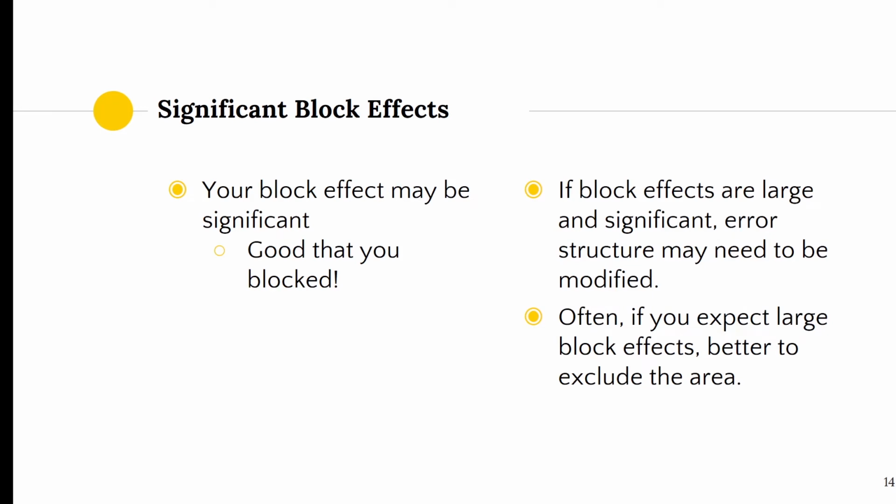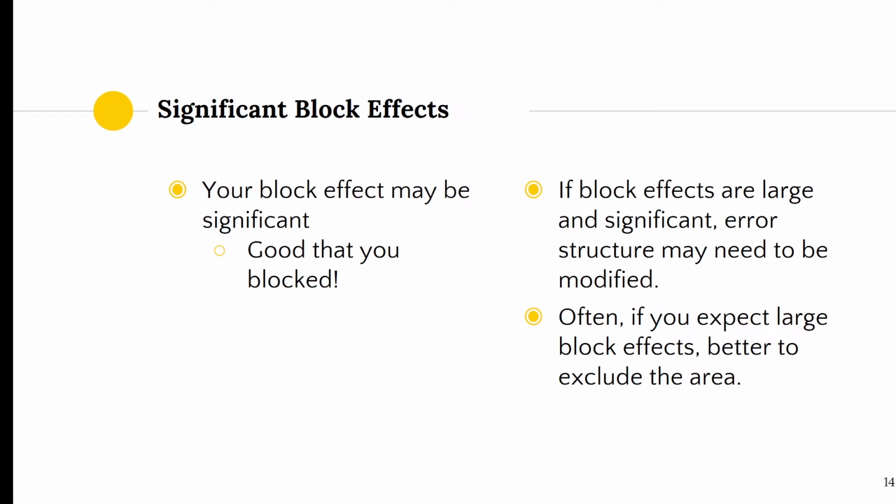Sometimes your block effect will be significant, meaning that the block itself had a significant effect on your dependent variable. For example, maybe pigs in the north side of the barn have significantly higher weight gain than pigs in the south side, east side, or west side of the barn, or plots in the northernmost block have significantly higher yields than plots in the southernmost block. And so your block is going to have a significant effect. Now that's good. It means that you're accounting for this variation and partitioning it to your block effect as opposed to partitioning it to your error and therefore probably washing out and having no significant mean effect. So it's a good thing that you have a significant block effect.